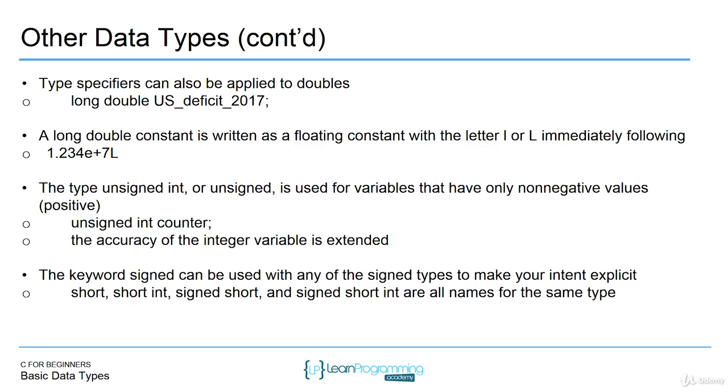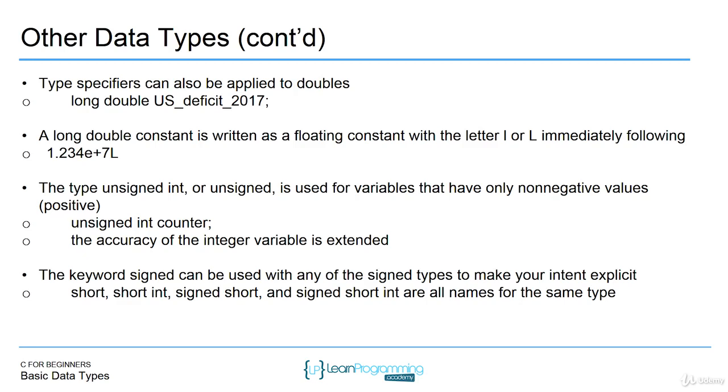It can be used with any of the types to make the intent more explicit. Signed shorts, signed ints, short ints, shorts, they're all the same. Signed means that it can be negative and positive. So these are just the basic data types that I wanted to talk about. These are the ones you're going to use most of the time, along with a couple more that I'm going to talk about in the next lecture.